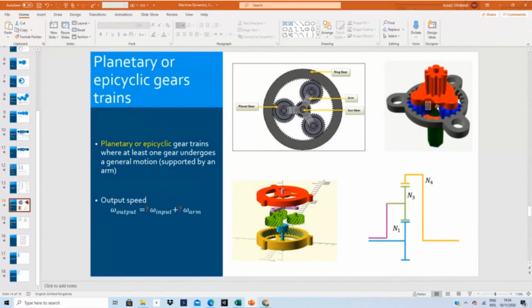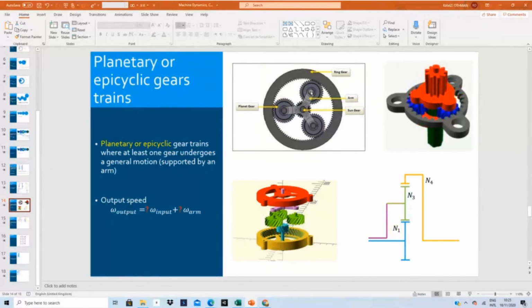Like here, in this animation, the sun is in gray. It is rotating about a fixed axis. The arm, so actually what is in red here is the three arms together, is also rotating about a fixed axis. So I have a central gear, which is the sun, and I have an arm. Both will rotate about the same axis, but not the same shaft, and they can have different velocities, different speeds, different angular velocities.